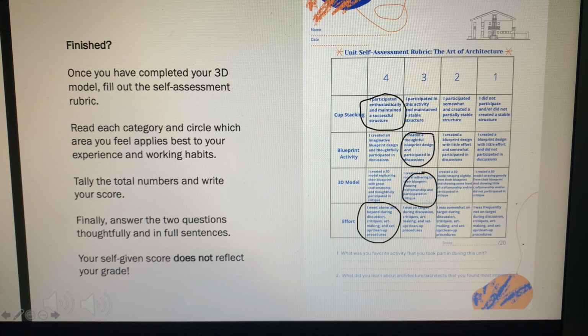Once students have completed their 3D model, they will fill out the self-assessment rubric. They'll read each category and circle each area that they feel applies best to their experience and their working habits. They'll tally the total numbers and write their score. Finally, they will answer the 2 questions thoughtfully and in full sentences. They'll be reminded that their self-given score does not reflect their grade. This is a summative rubric. They will reflect back from the beginning cup stacking all the way till the end of the 3D models.